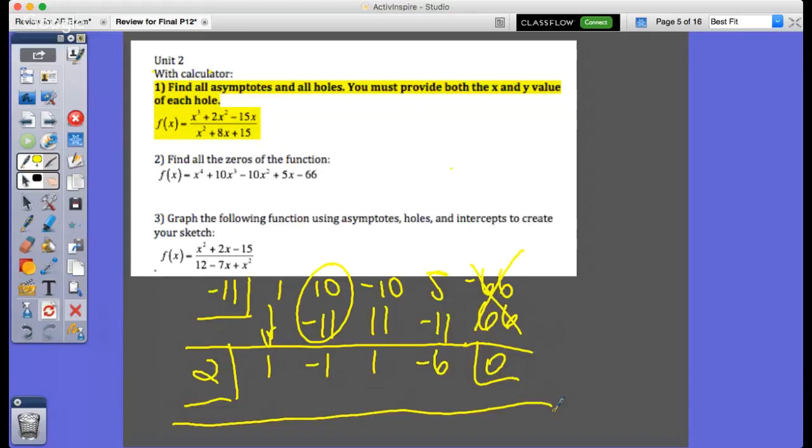So what do I do here? Bring down 1. Good. Can I do it with the simplified? Yes, I would prefer that. Bring down a 1. Multiply to get 2. Add to get 3. Multiply to get 2. Add to get 3. 3 times 2 is 6. Add to get 0. And we have a remainder of 0. So then you have x squared plus 1.